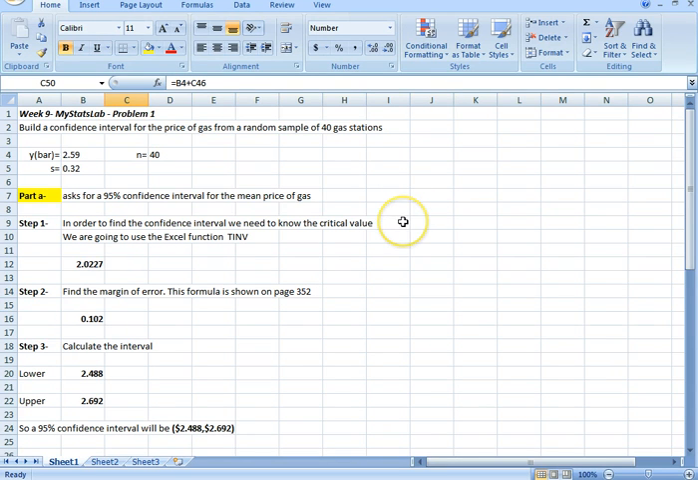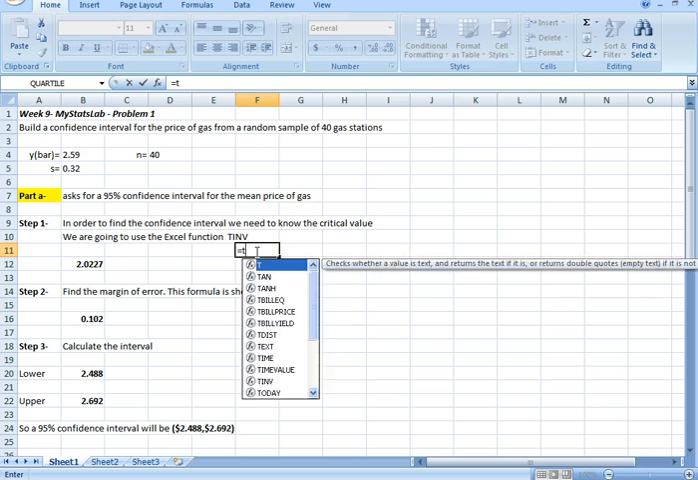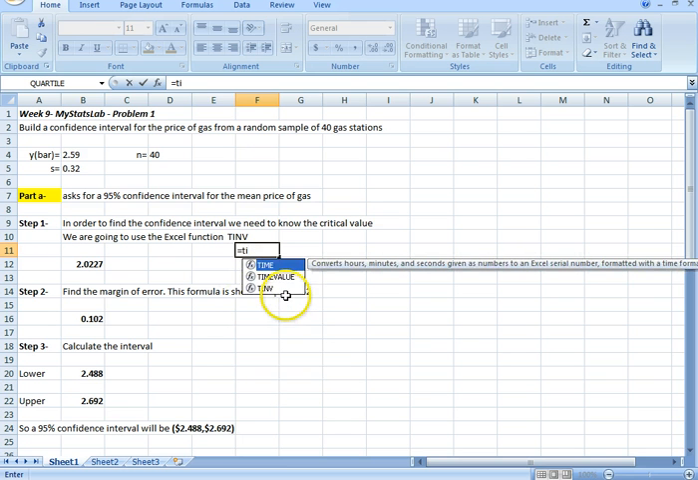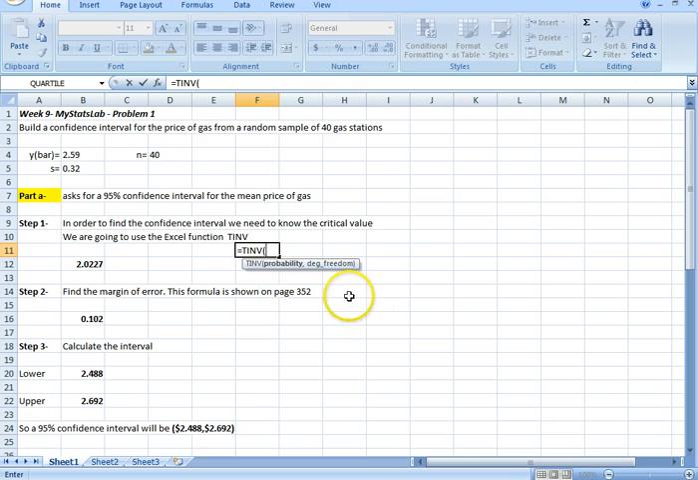So the first step, in order to find the confidence interval, we need to know the critical value. So we are going to use the Excel function T.INV to find this for us. If you click on a cell and just type in equals T.INV, double click on it, you see that it asks us for probability and degrees of freedom. Now since this is a 95% confidence interval, we can plug that in, and we know the degrees of freedom is n minus 1, 40 minus 1.